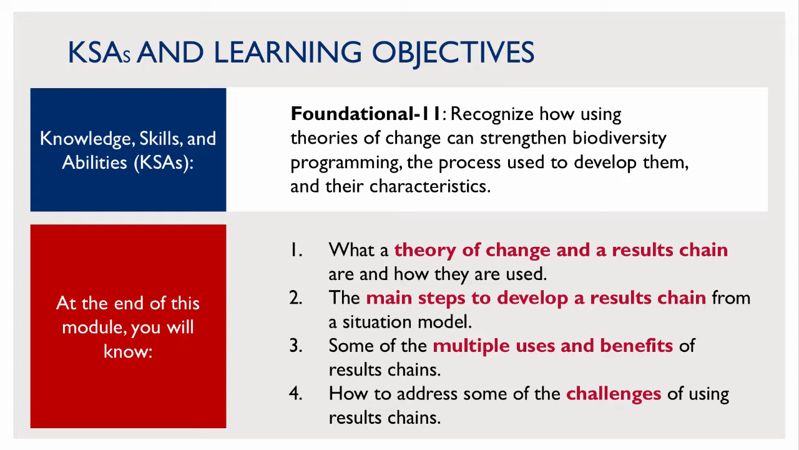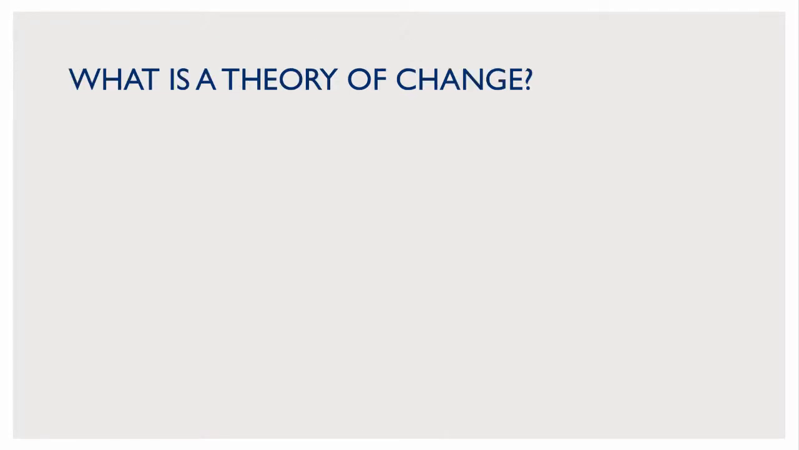By the end of the module, you will be able to articulate what a theory of change and results chain are, describe their main components, and the relationship between them. You will know the main steps to develop a results chain from a situation model and be ready to participate actively in the process. You will also understand the multiple uses and benefits of results chains, as well as some of their limitations. So, what is a theory of change?